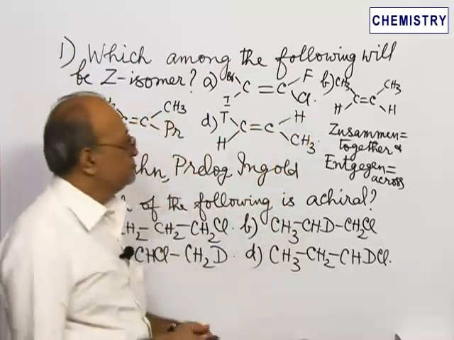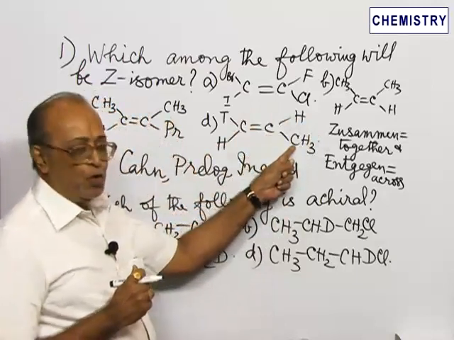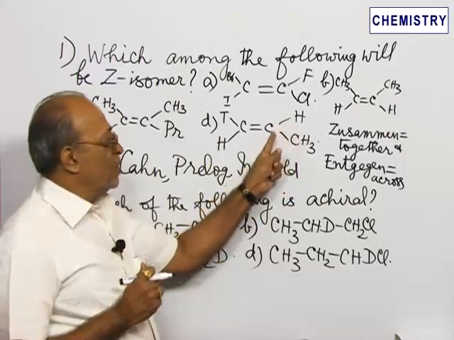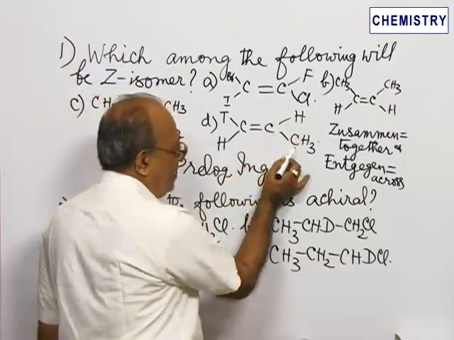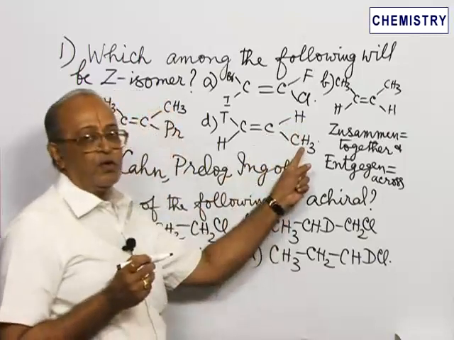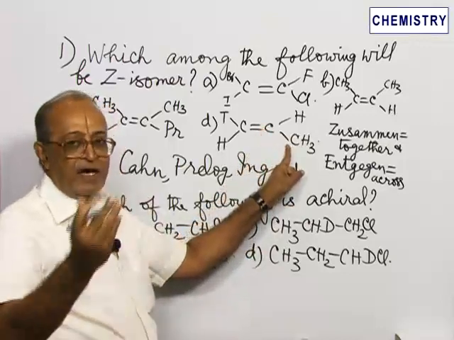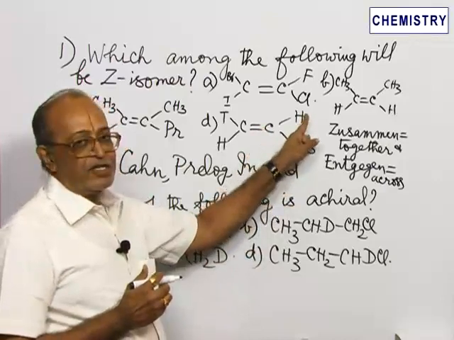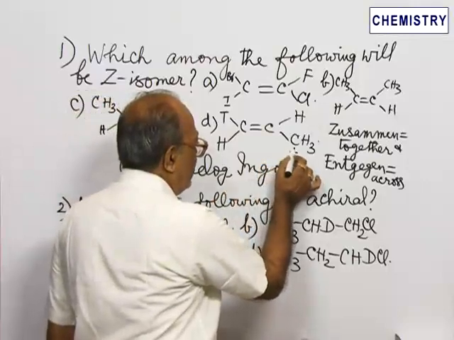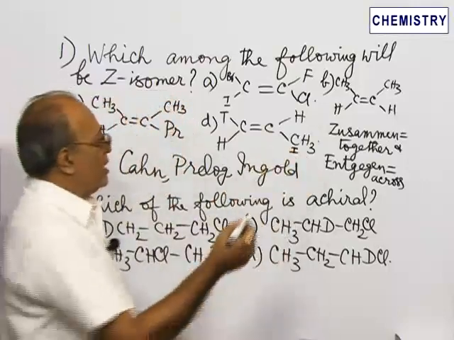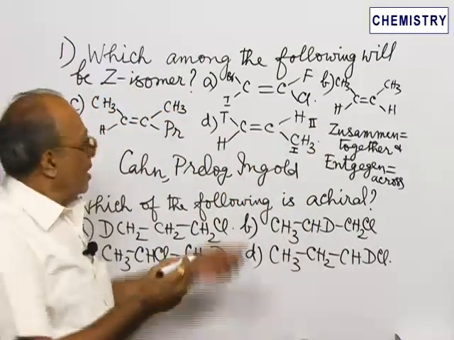Now let us consider. To this carbon, this group is attached through carbon, whereas here only hydrogen is attached. So, since here carbon of methyl group is directly attached, and since we know that carbon has a higher atomic number than hydrogen, this is given priority number 1, and naturally this is given priority number 2. Come to this carbon.